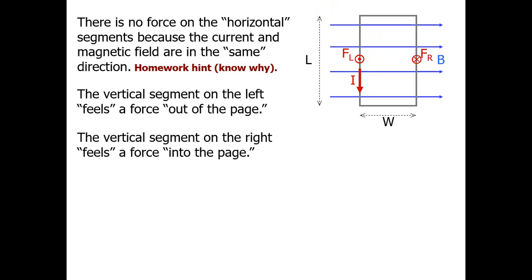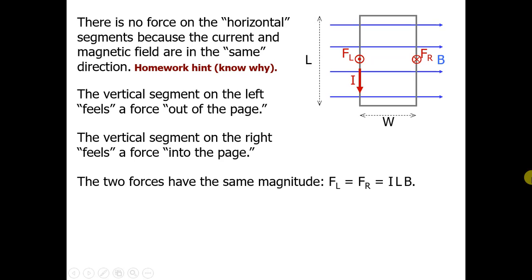So the vertical segment on the right feels a force into the page. Okay, the force is into the page. So it means there is the cross. See here, there are the crosses. So this is our F_R. Now the two forces have the same magnitude, F_L and F_R, which equals I L B.